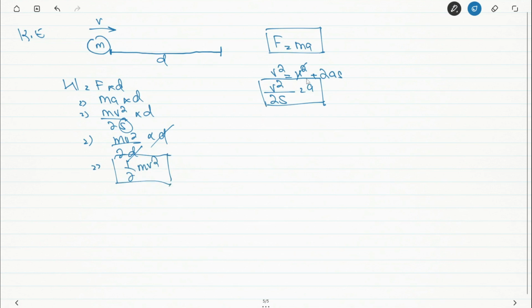Now this I know can be a little bit tricky, but you just need to remember that you need to apply the formula of F is equal to ma, and this v square is equal to u square plus 2as equation, where u is equal to 0, and you'll get the derivation eventually, right?